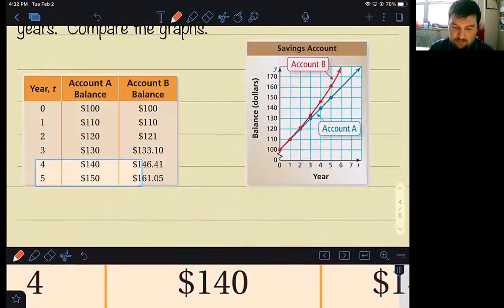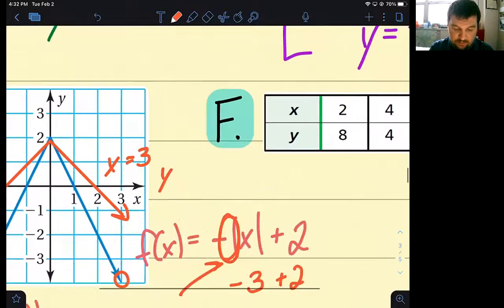Oops. I'm starting to hate Notability now.